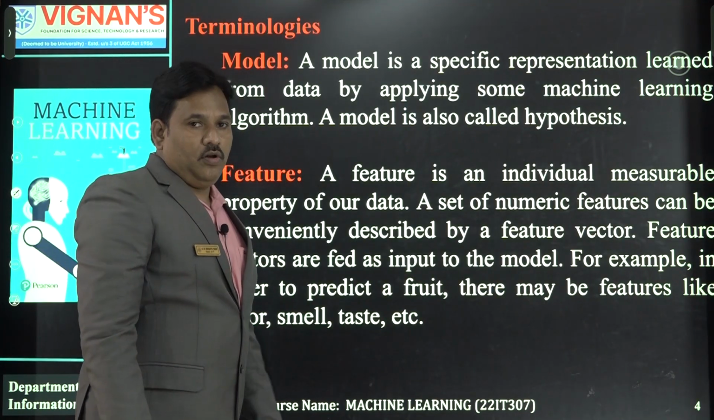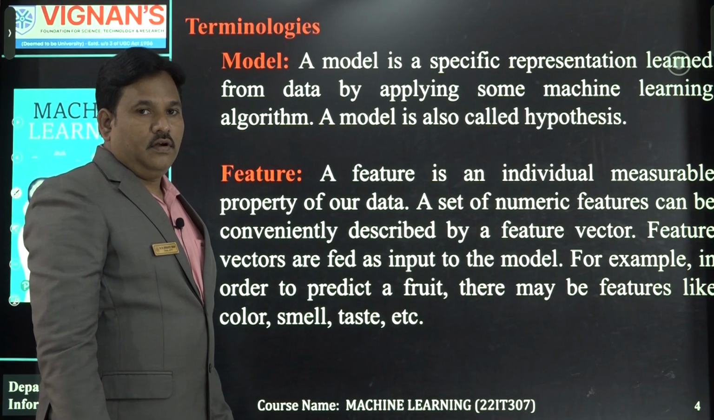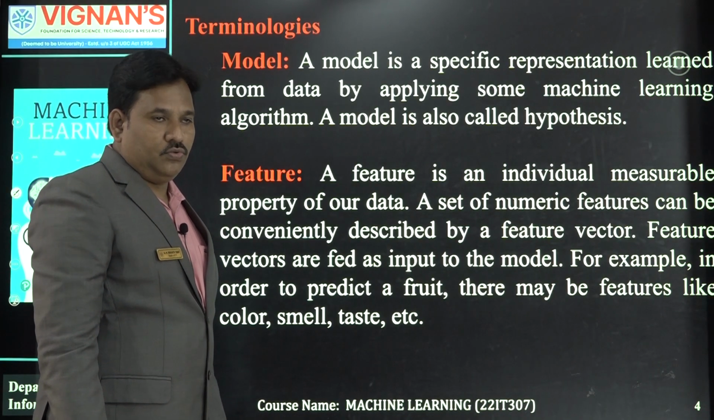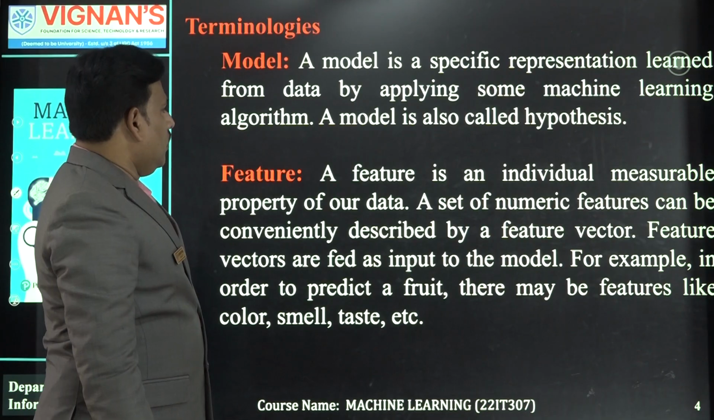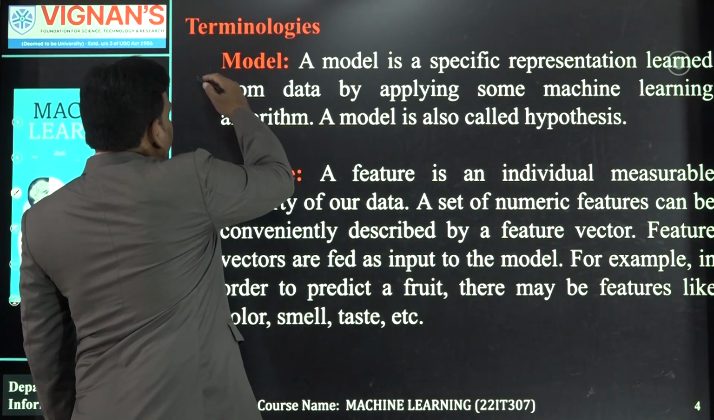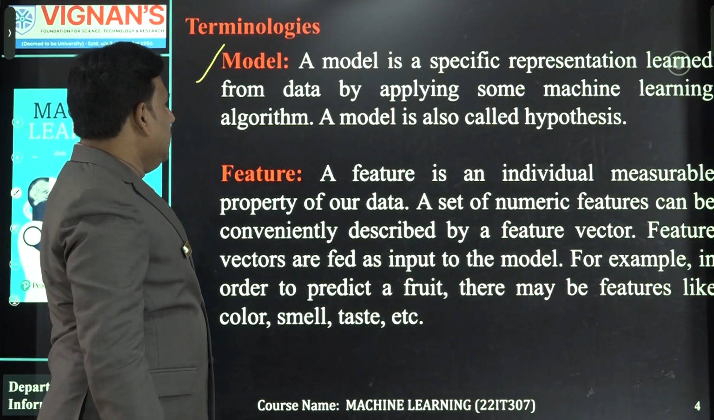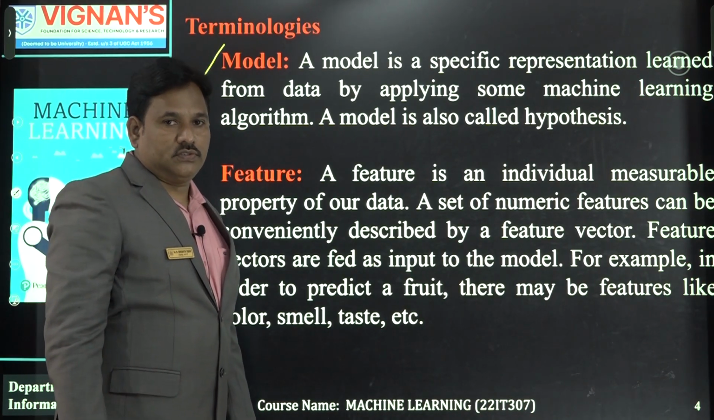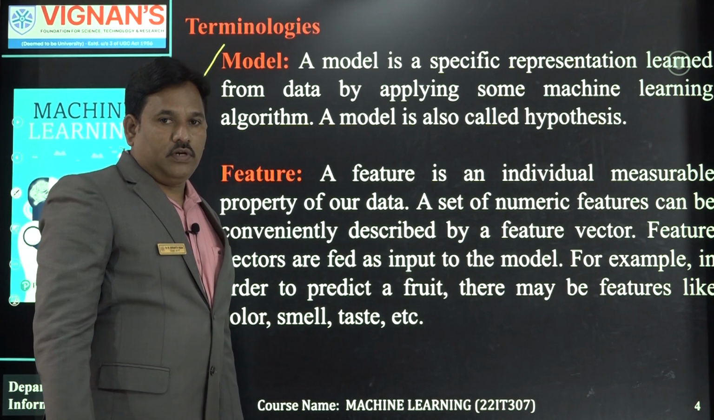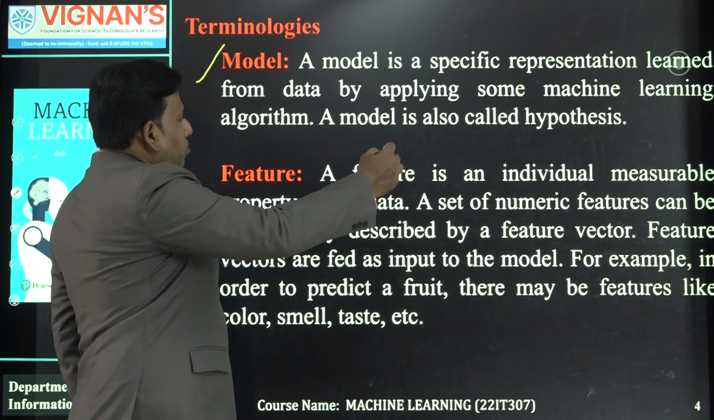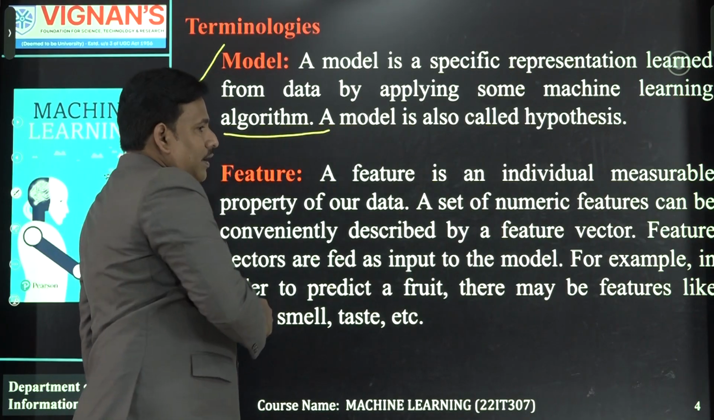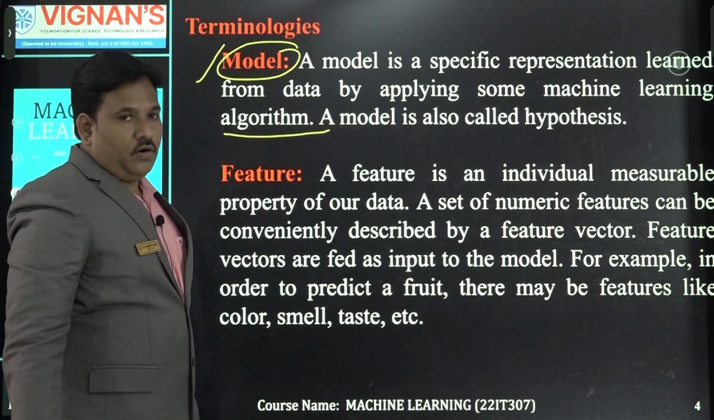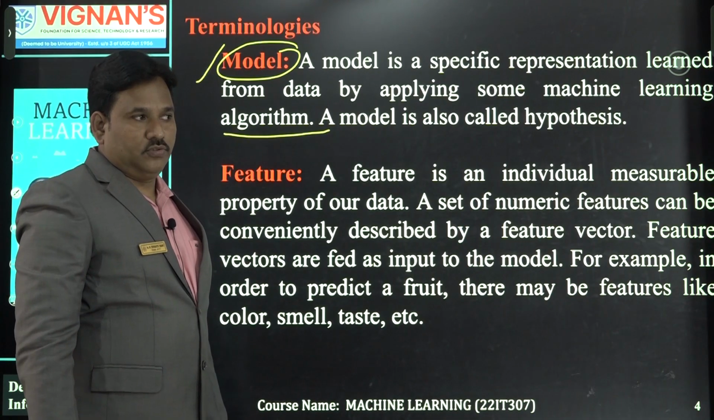Now, what are the basic terminologies we will encounter in the machine learning environment? During the initial stage of practicing machine learning, we need to understand some basic terminology. Among them, the common terminology is the model. What is a model here? A model is a specific representation learned from data by applying some machine learning techniques or algorithms. A model is also called a hypothesis. That means we apply popular machine learning algorithms on the input data, and we call the result a model.